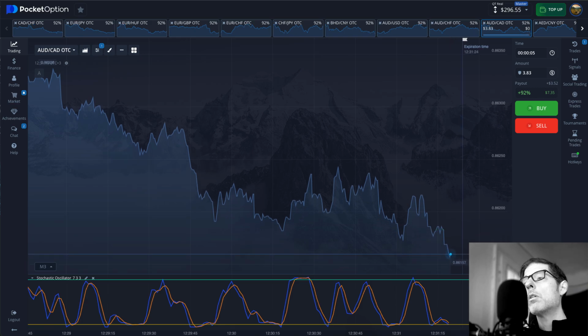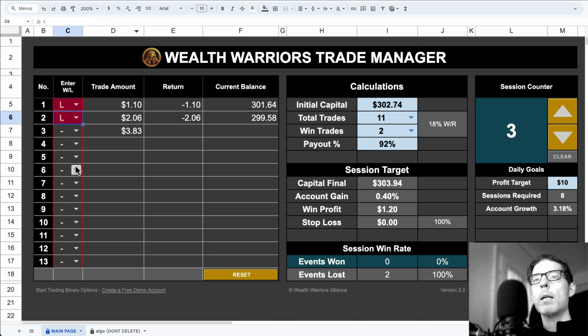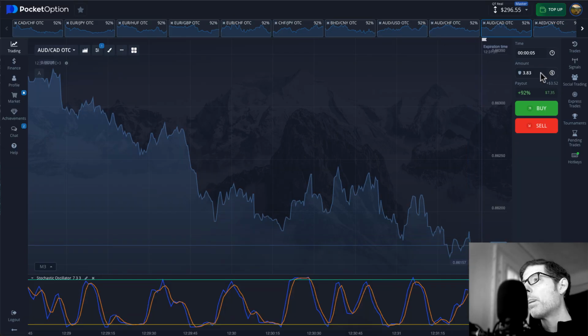And that is another loss. So let's go back over here to the trade manager. Mark this as a loss. The next trade size is $6.99.